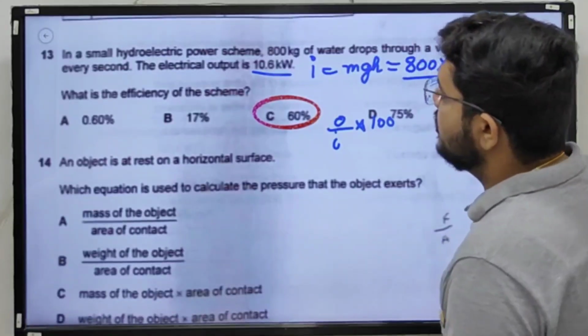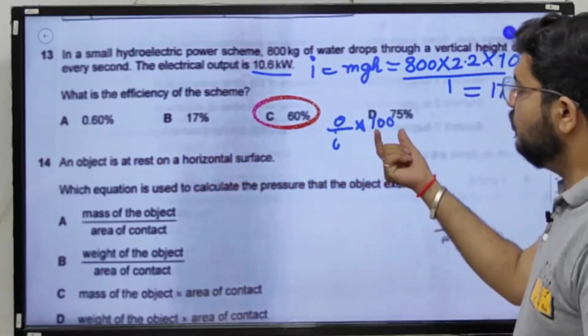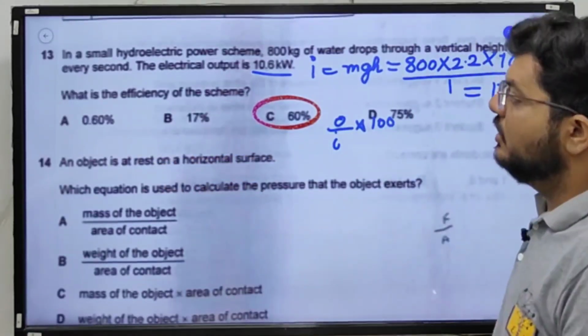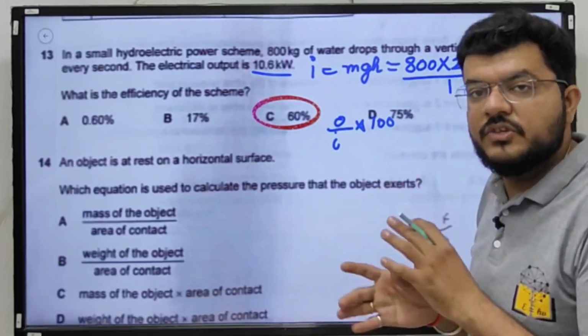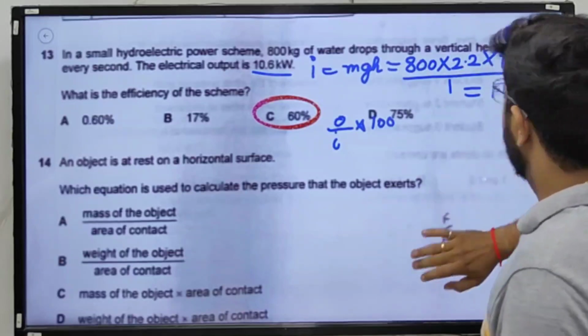Okay? 60% is the efficiency, not 0.6. If you don't multiply by 100, you will get 0.6, and that's not the correct answer. 0.6 is the efficiency, 0.6% is not.